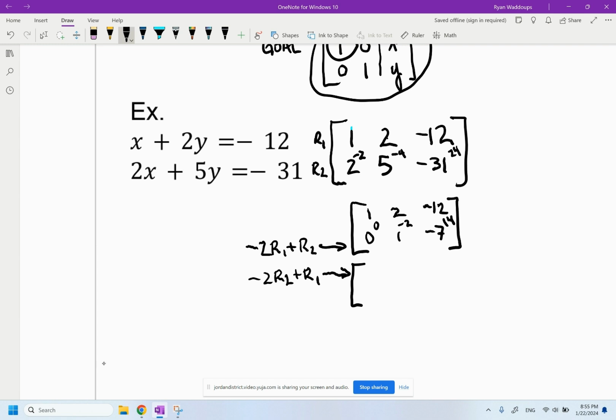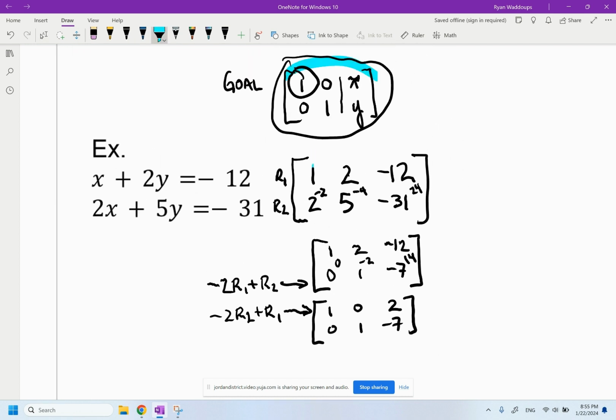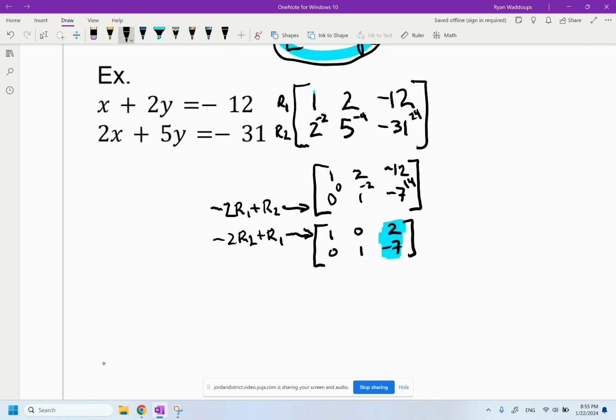And then I can just write now, 1 plus 0 is 1, and 2 minus 2 is 0, and negative 12 plus 14 would be 2. And then down on the bottom, we still have 0, 1, and negative 7. Then we can close that up, and really right here, this was our goal, and that's what we have now. We have the 1s on the diagonal, 0s elsewhere, and so our solution is 2, comma, negative 7.